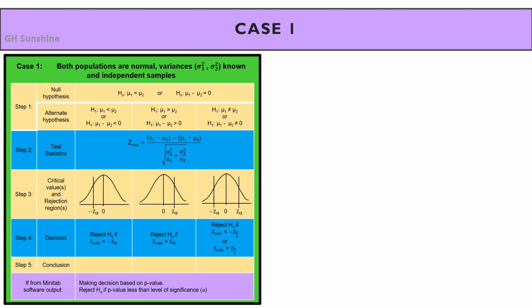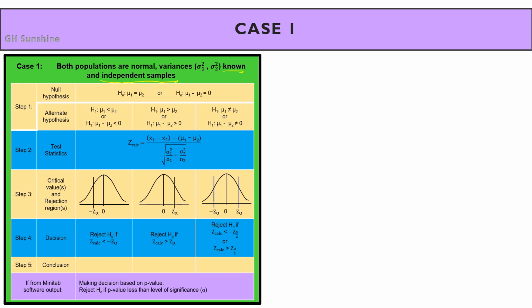Let's look at the first case. In the first case, both populations are normal, the variance from each population is known, meaning it is the population variance, and of course the samples are independent. There are 5 steps to conduct the hypothesis testing for two population means.